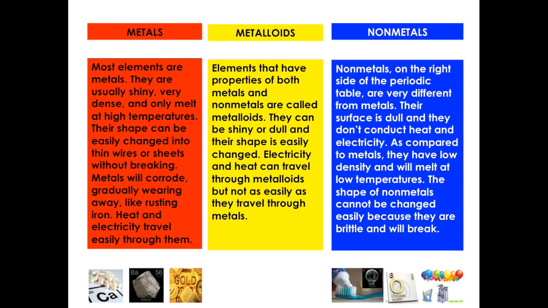Metalloids, located between metals and nonmetals, are elements that have properties of both metals and nonmetals. They can be shiny or dull, and their shape is easily changed. Electricity and heat can travel through metalloids, but not as easily as they can travel through metals. Examples are silicon, arsenic, and germanium.